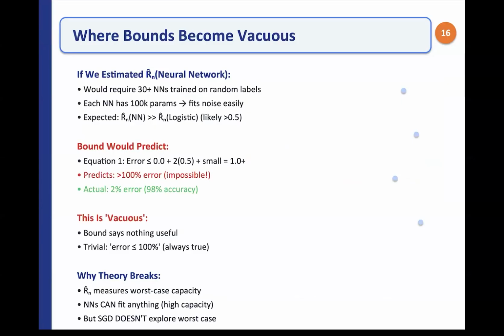For the neural net, the bound becomes completely vacuous. If we estimate its Rademacher complexity, it would be very large because a 100K parameter network can fit random labels easily. Plugging that into the bound gives something like error less than or equal to about 100%, while the true error is only 2%. So the bound is technically true, but tells us nothing we didn't already know.